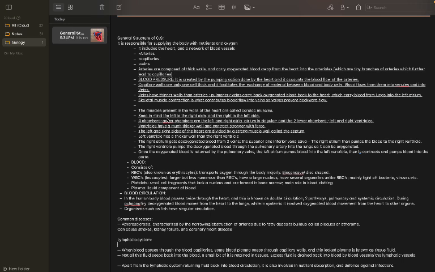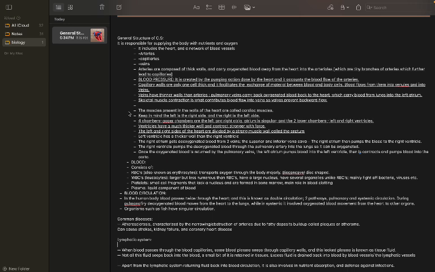Now, blood pressure is created by the pumping action done by the heart, and it accounts for the blood flow of the arteries. Capillary walls are only 1 cell thick, and this facilitates the exchange of material between blood and body cells. Blood flows from them into venules, into veins.